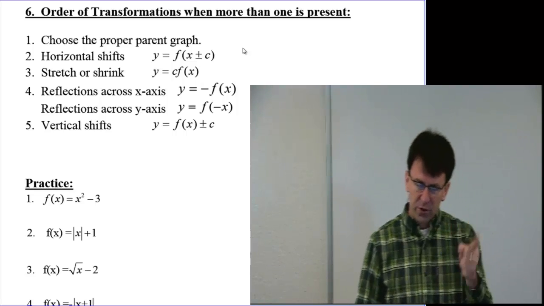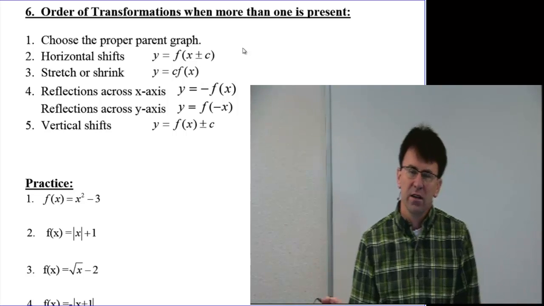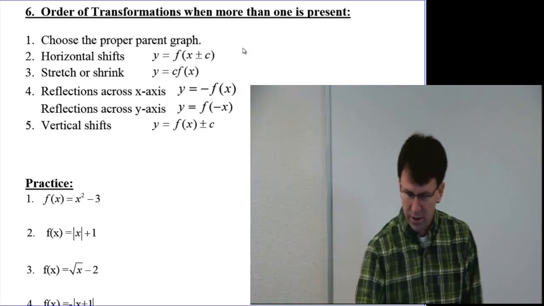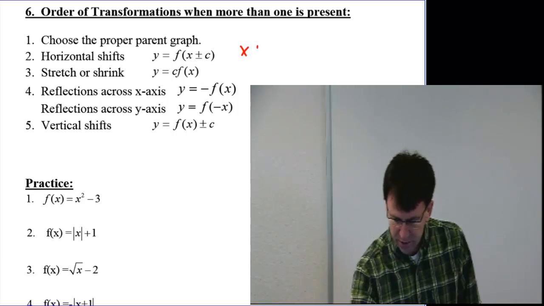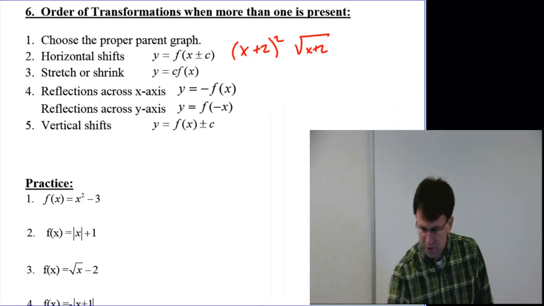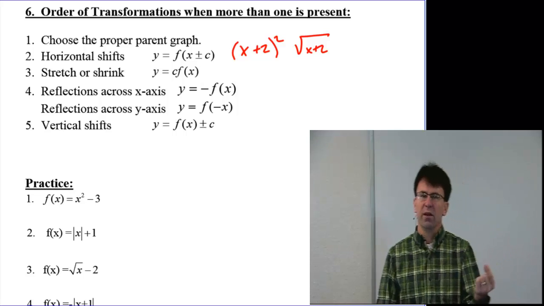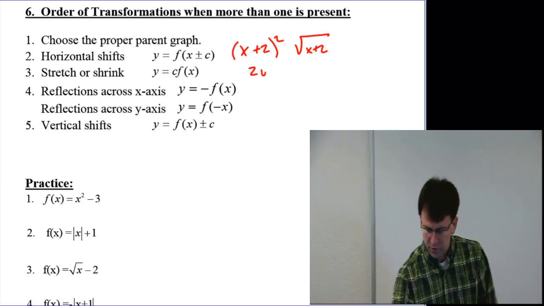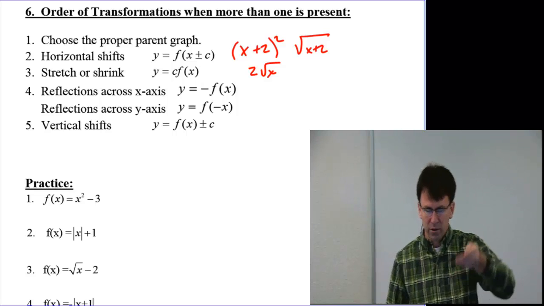So the first thing we want to do is look for horizontal shifts. Those are things that happen inside of a function. An example might be x plus 2 squared, or the square root of x plus 2. That's something happening inside the function. Then if we have a multiplier that happens outside the function, something like 2 square roots of x, it's a doubling. Whatever the result was, you double it.